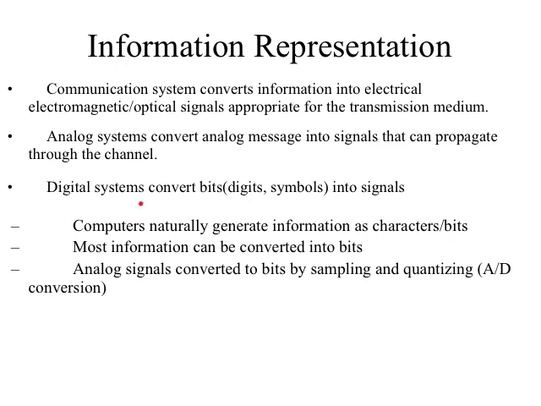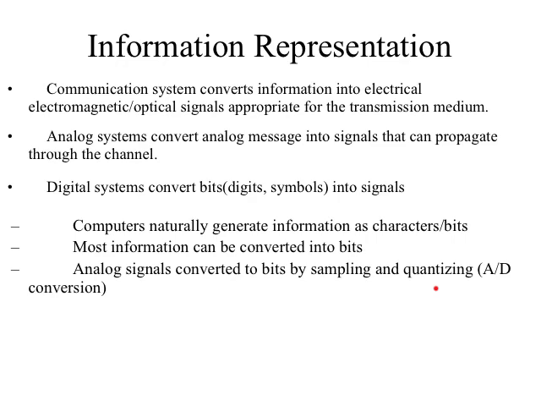Coming to the digital systems, they convert the bits, which are in the form of digits or symbols, into the signals so that they can be transmitted through the channel. Computers naturally generate information as either characters or bits, and usually most of the information can be converted into bits. Analog signals are converted to bits by sampling and quantizing, that is analog to digital converter.